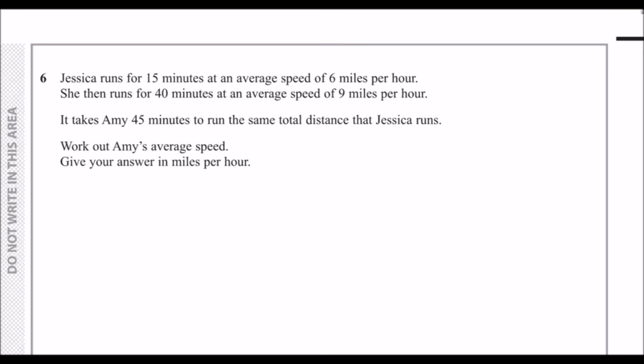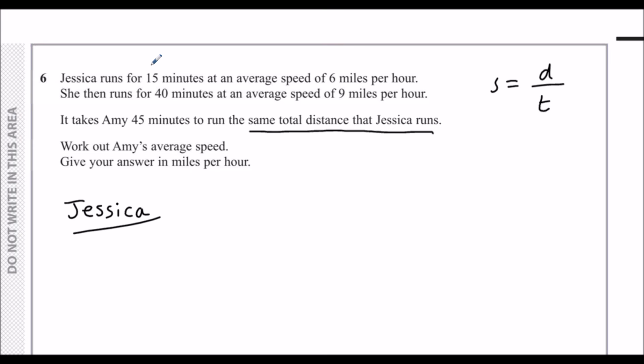Question 6. Jessica runs for 15 minutes at an average speed of 6 miles per hour. She then runs for 40 minutes at an average speed of 9 miles per hour. It takes Amy 45 minutes to run the same total distance that Jessica runs. Work out Amy's average speed. So for Amy's average speed, we're going to use speed is distance divided by time. We know the time, but we don't know her distance, but it's the same distance as Jessica. So we're going to have to work out Jessica's distance.